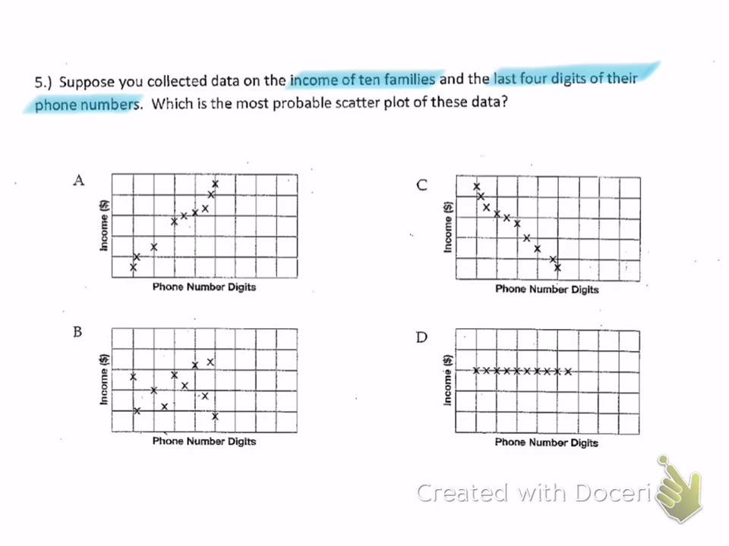So when we look at these graphs, there should be one that has no correlation, and that would be letter B, because your phone number does not depend on how much you make. So the correct answer here would be B, and the reason is because this shows a graph with no correlation, because again, income and phone numbers are not linked.